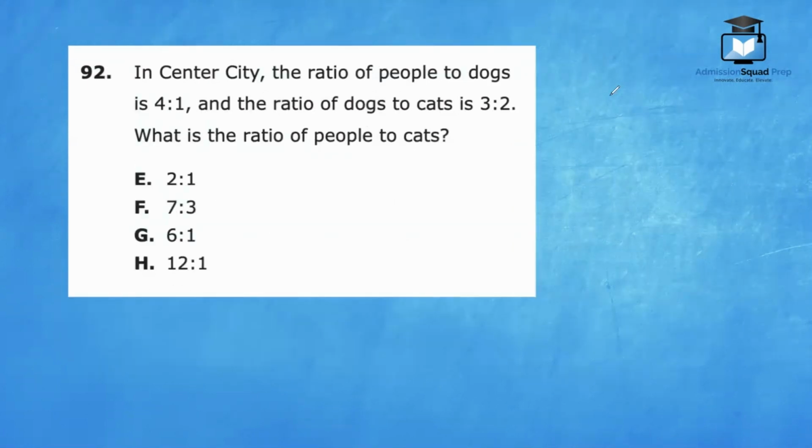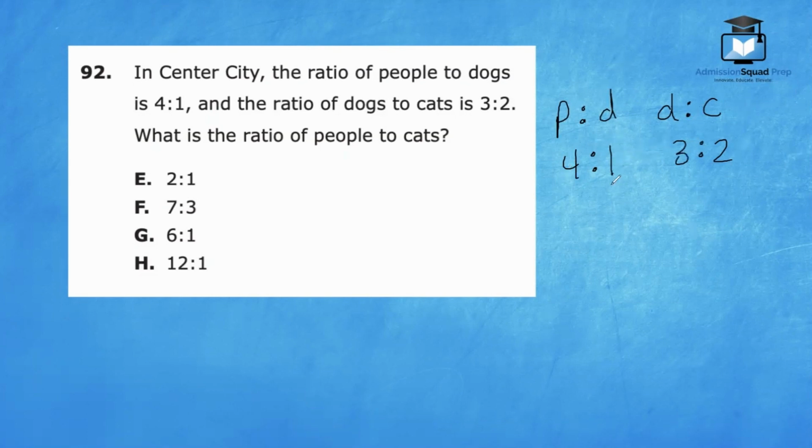Number 92. In Center City, the ratio of people to dogs is 4 to 1, and the ratio of dogs to cats is 3 to 2. What is the ratio of people to cats? First, I will label people as P, dogs as D, and cats as C. The first ratio is people to dogs is 4 to 1. The second ratio is dogs to cats is 3 to 2. So we can see that we have a 4 to 1 ratio and a 3 to 2 ratio, but notice that dogs show up in both of these ratios. So it's easiest for us to get these 2 numbers to be the same.